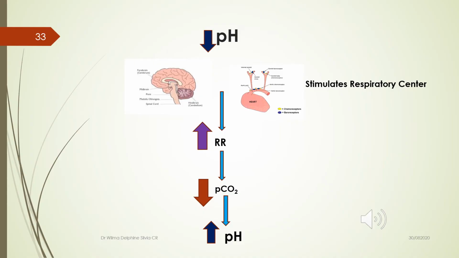Due to hyperventilation, this will lead to elimination of carbon dioxide, or expulsion of carbon dioxide from the lungs, and lowering the carbonic acid level. We know that there is an inverse relationship between partial pressure of carbon dioxide and the pH. So whenever there is a decrease in the partial pressure of carbon dioxide, it leads to increase in the pH.